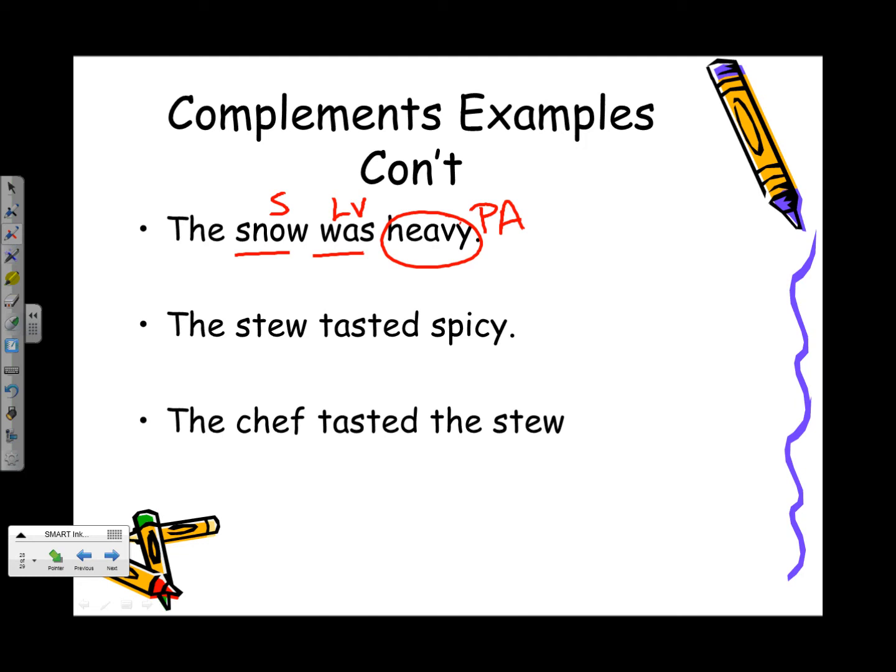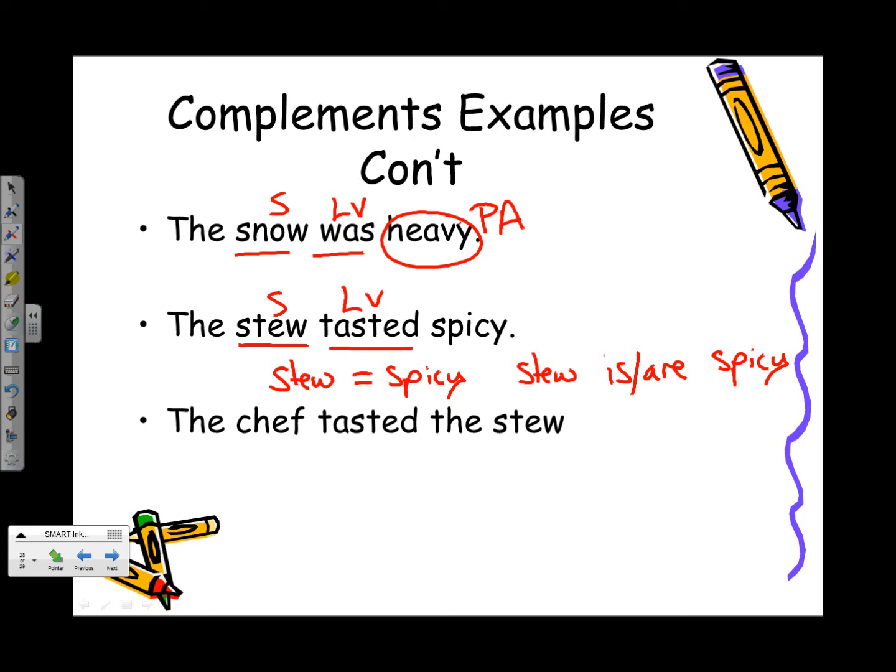Now sometimes remember your linking verbs can be tricky. Let's take a look at these two examples. Stew is our subject here. Tasted is my verb. Now I might say that tasted is an action verb because usually it is an action, but here it's actually a linking verb. If I can substitute in an equal sign or another linking verb that I know is a linking verb, like is or are, then I know that whatever that tricky verb is, it's a linking verb. So I can say that the stew equals spicy or that the stew is spicy. So I know that this is, in fact, a linking verb, which means that spicy is a predicate adjective describing stew.